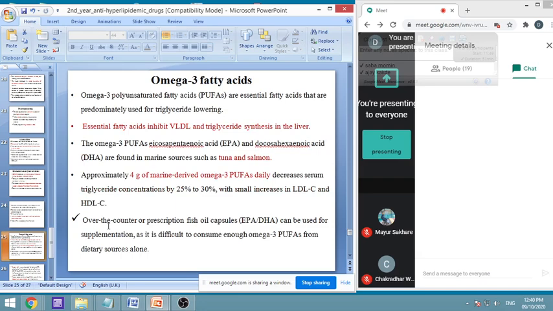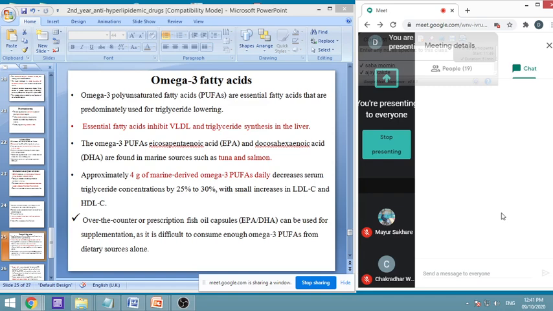So lastly, these are the omega-3 fatty acids. They are essential fatty acids. They will inhibit VLDL and triglyceride synthesis in the liver. They are present in various fishes.